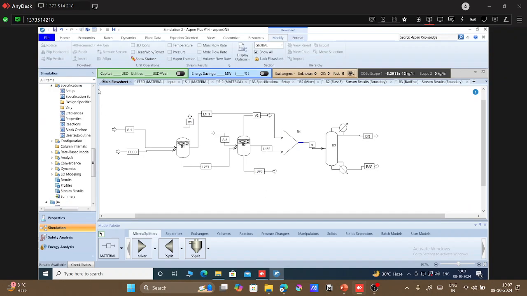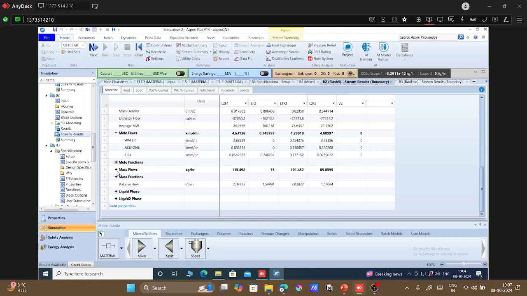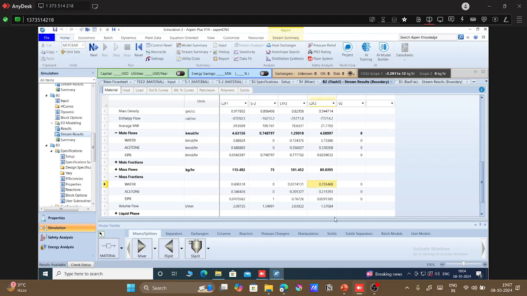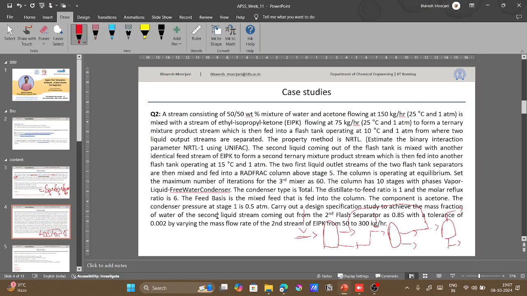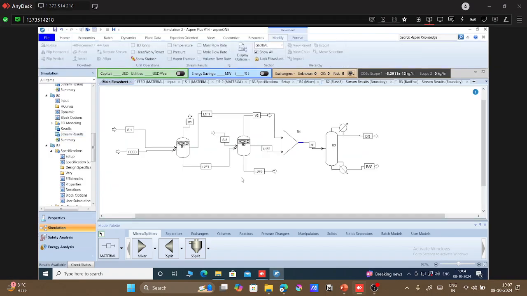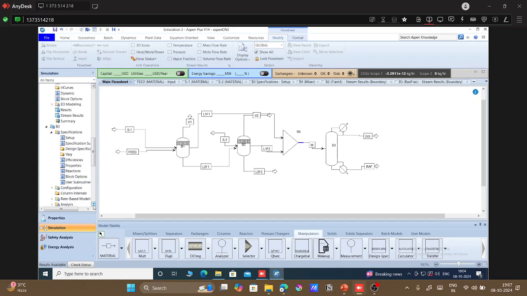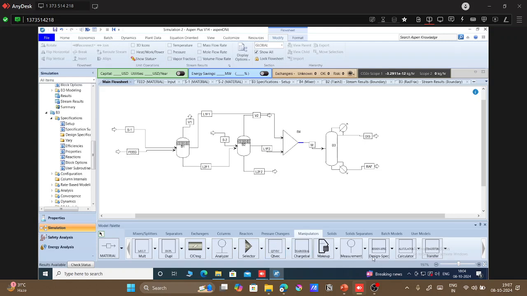So first let's examine what is the current flow rate that we have, current mass fraction that we have in the second flash. So for the second flash, mass fraction of water coming into the bottom product is 0.755, and we have been asked to increase it to 0.85. Okay, so let's carry out the design specification. For that we can select design specification from the left hand side panel also, or we can use this design specification block.